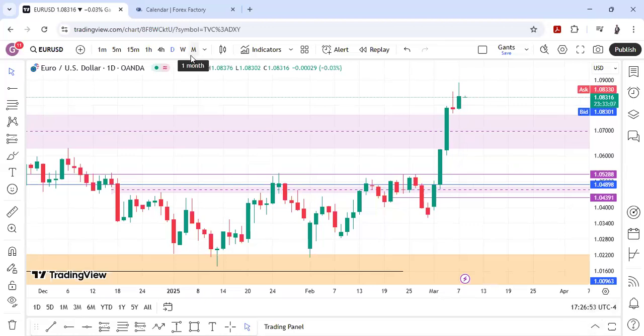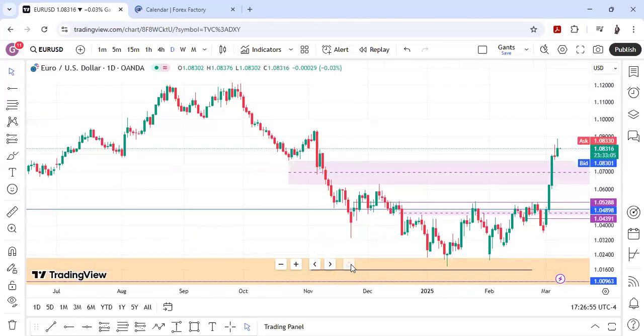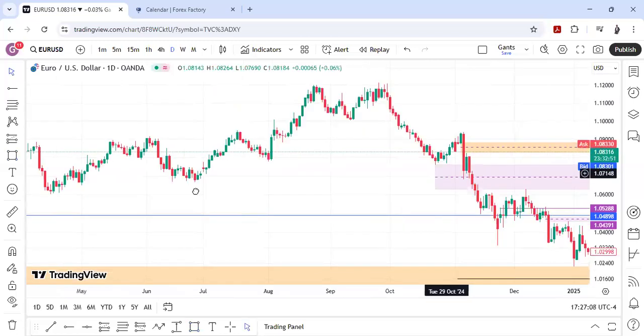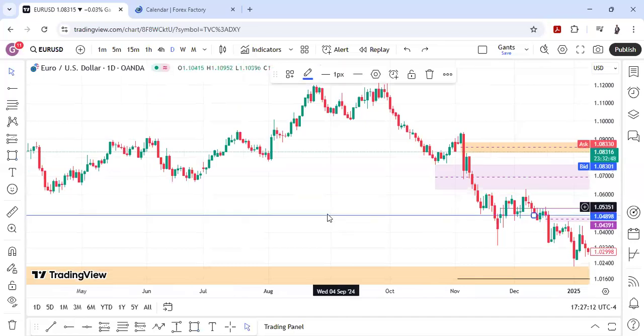Okay, so I want to see it. It could take out that high. We're essentially inside the FVG here. Let me mark out the FVG on daily time frame. We're essentially inside that bearish FVG there.